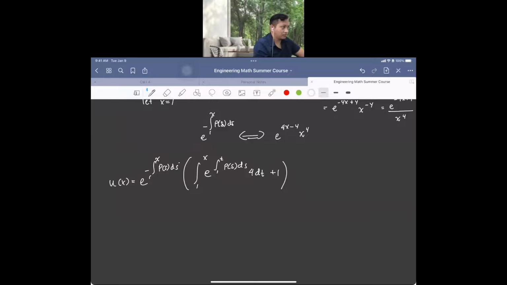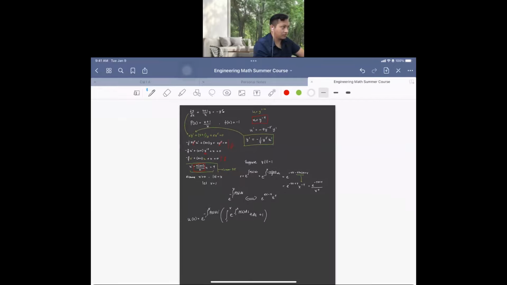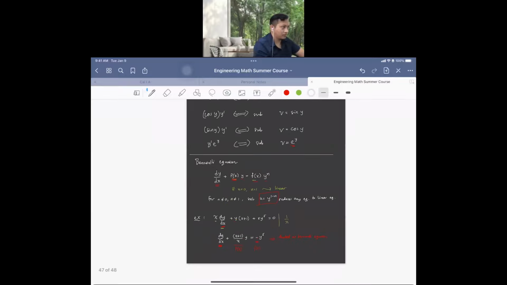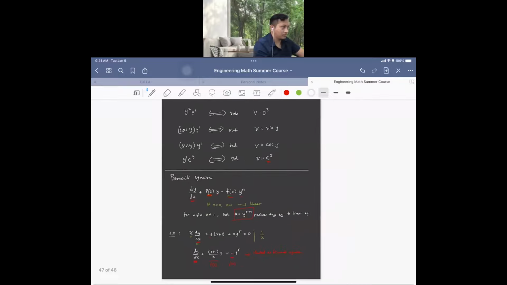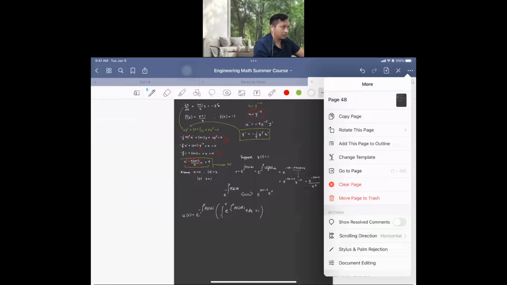Okay, wait. I think this is not really a good way to do it. Okay, let me just give you another example to show you a better way to solve.